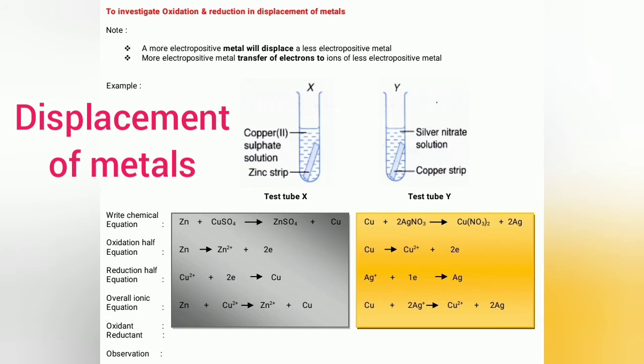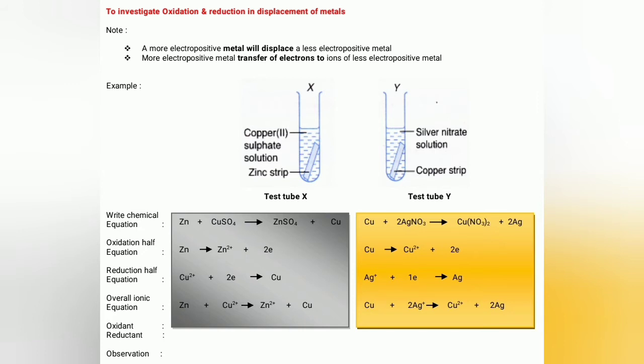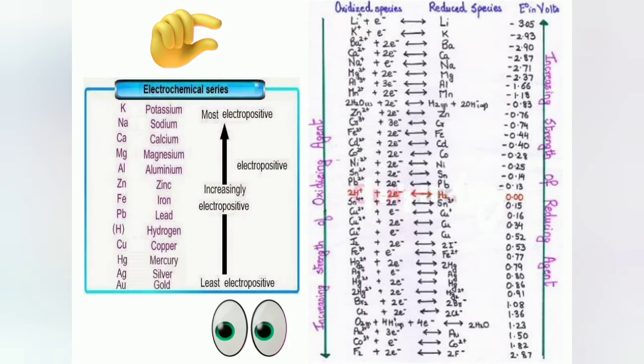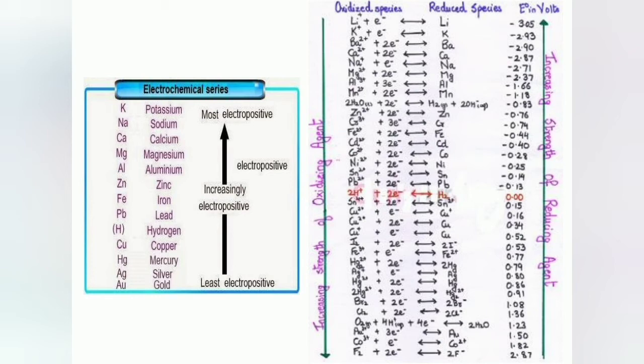Displacement of metal from its salt solution. Metals are good electron donors and therefore are good reducing agents. Different metals have different strength as reducing agents. The strength of metals as reducing agents can be compared by using the electrochemical series. The electrochemical series lists metals according to their electropositivity, according to their ability to lose electrons to form positive ions.